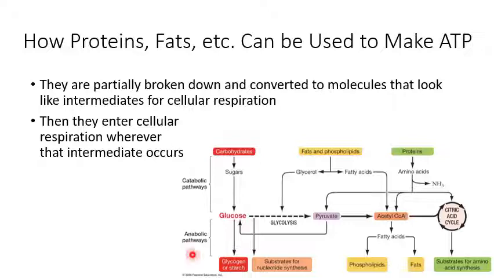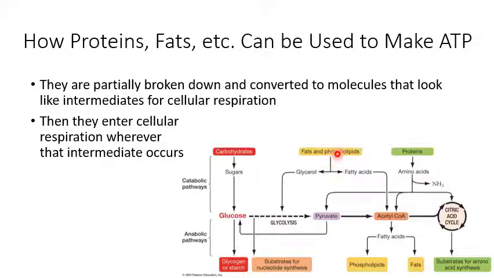This diagram at the bottom is summarizing how proteins and fats and sugars enter cellular respiration pathways. So if you start with a sugar that's not glucose, then you can usually just convert it to glucose, or if not glucose, then some other intermediate in glycolysis that's similar to glucose, and then it can just enter glycolysis and proceed from there.